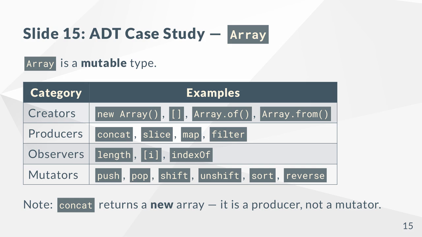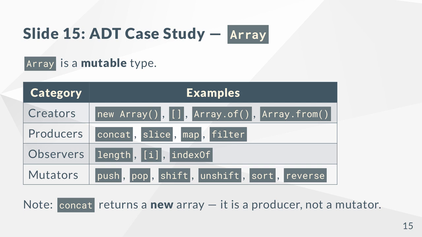Now, let us look at array, which is a mutable type. Creators include the array constructor, array literal syntax with square brackets, Array.of, and Array.from. Producers are operations that return new arrays without modifying the original: concat, slice, map, and filter. Observers are operations that tell you about the array without changing it: length, index access with square brackets, and indexOf. Mutators are operations that modify the array in place: push, pop, shift, unshift, sort, and reverse.